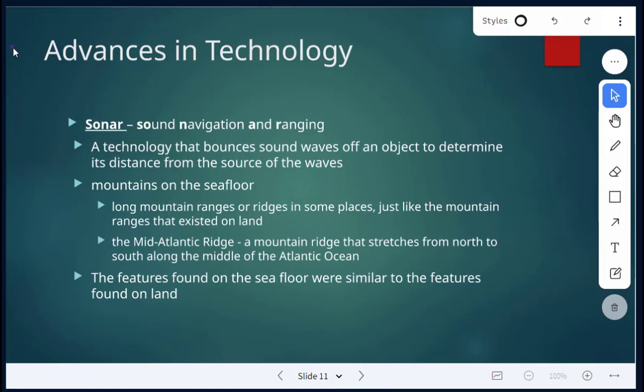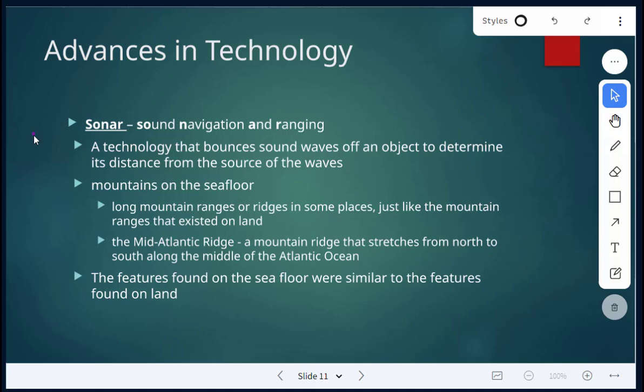All right, so we're looking at plate tectonics and the moving crust. Firstly, we're going to talk about sonar. Sonar stands for sound, navigation, and ranging. It's a technology that bounces sound waves off of an object to determine its distance from the source of the waves. From the sonar, we've been able to see that there are mountains on the seafloor.